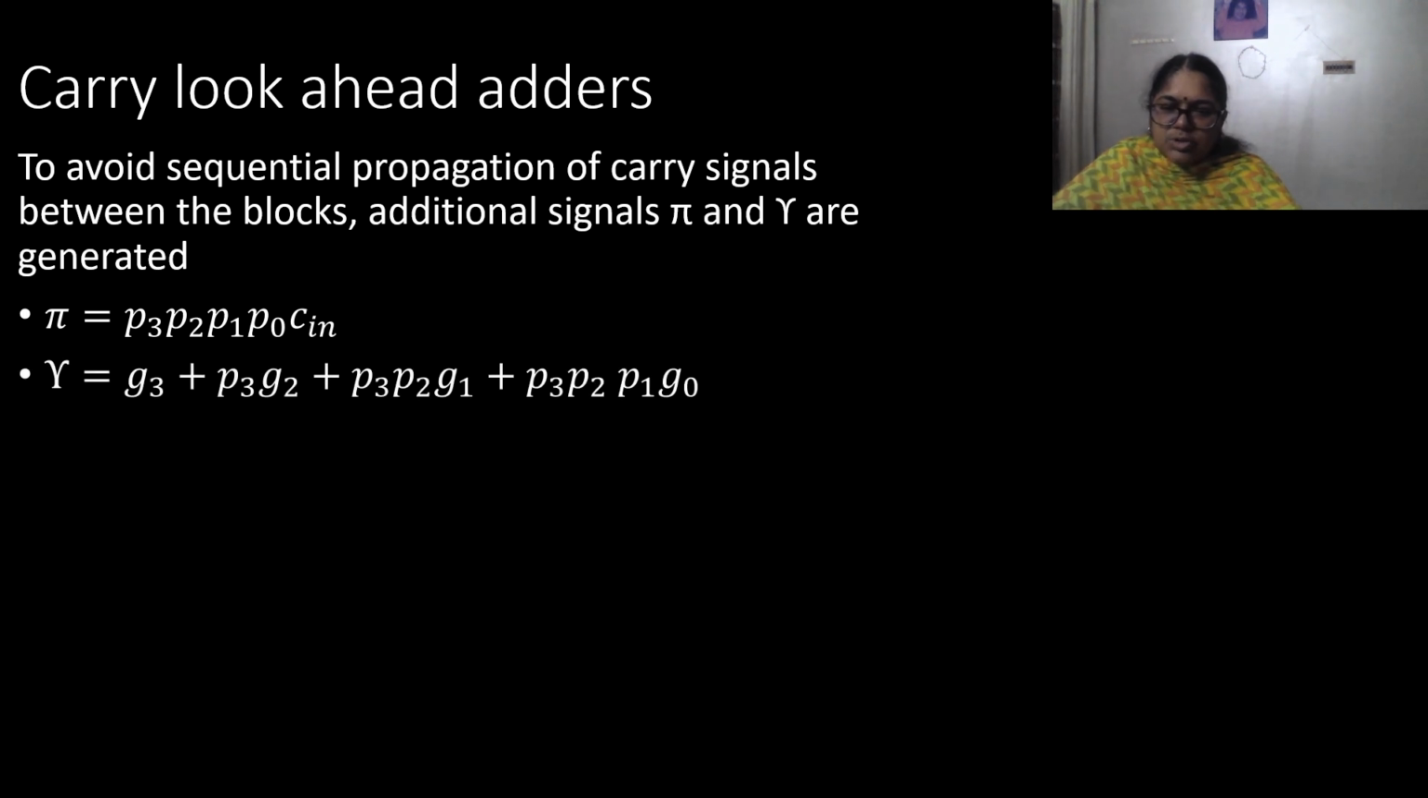Similarly, gamma is equal to G3 plus P3 G2 plus P3 P2 G1 plus P3 P2 P1 G0. You can see that we have just separated the carry expression for C3 as gamma and pi. So C3 is equal to gamma plus pi, or in other words, C3 we know is G3 plus P3 G2 plus P3 P2 G1 plus P3 P2 P1 G0 plus P3 P2 P1 P0 Cin. So we have just separated out the terms and written the carry output in terms of pi and gamma.